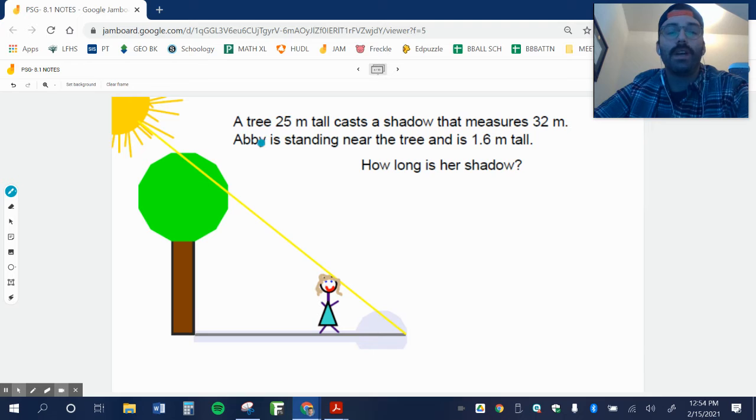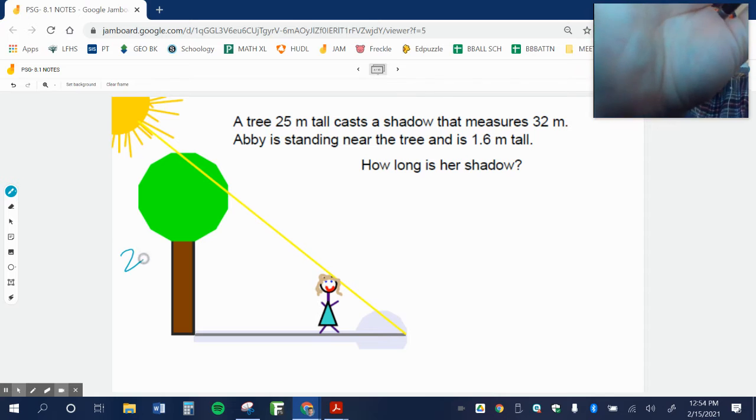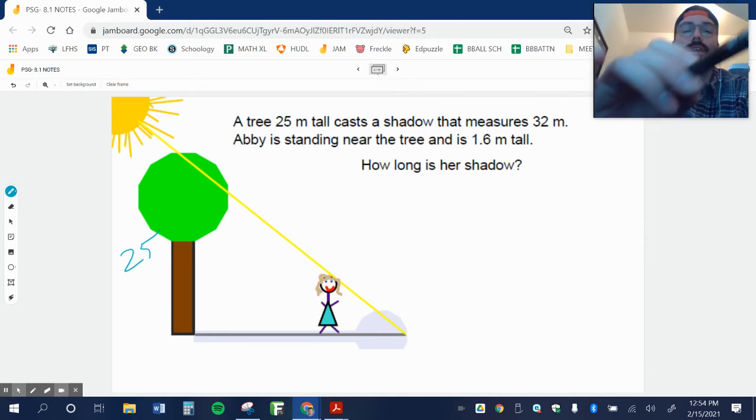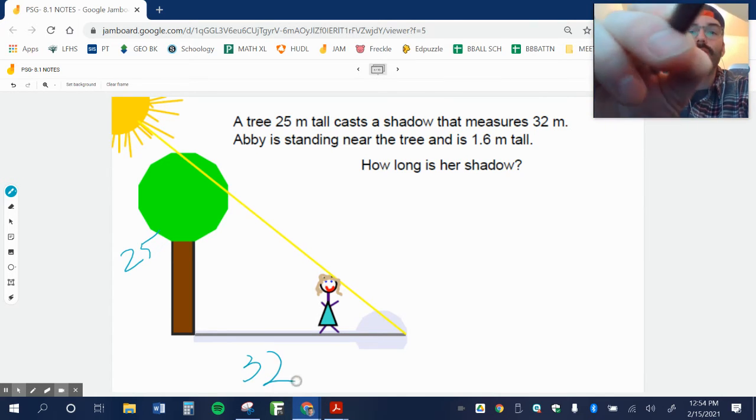Okay, so let's talk about a word problem. You can actually do this. You can stand next to a tree and measure your shadow. I know you're all going to go outside and do this later on for sure. A tree is 25 meters tall, so I'm going to label that tree 25. It casts a shadow that is 32 meters, so I'm going to label the shadow 32.